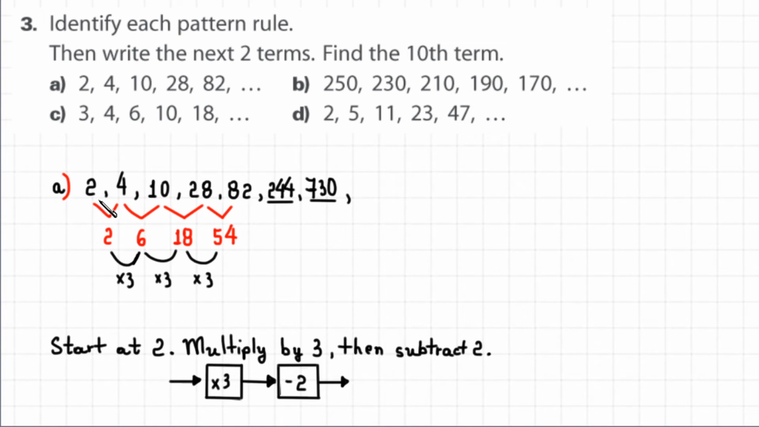How many terms do we have here? 1, 2, 3, 4, 5, 6, 7. Okay, this is term number 1, 2, 3, 4, 5, 6, 7. We also have 8, 9, and we are supposed to find even the 10th term. So the way we're going to do this is we will apply the pattern rule over and over again until we reach the 10th term. That's how we're going to proceed, okay?